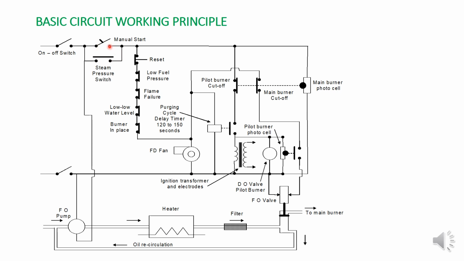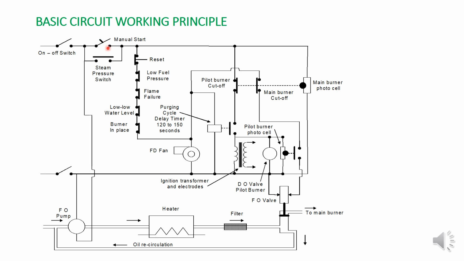Once you switch on this supply, there are two ways to start the boiler. One you can start by manual start, and the other is the auto start. Auto start happens by the steam pressure switch. Once the pressure reaches whatever is required, the boiler will cut off and power is off. Once the cut-in pressure is there, it will close and power will supply. So we will see here, we start manually.